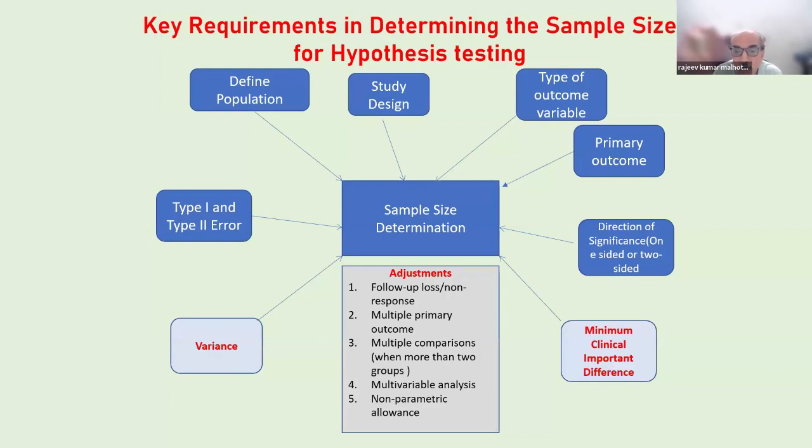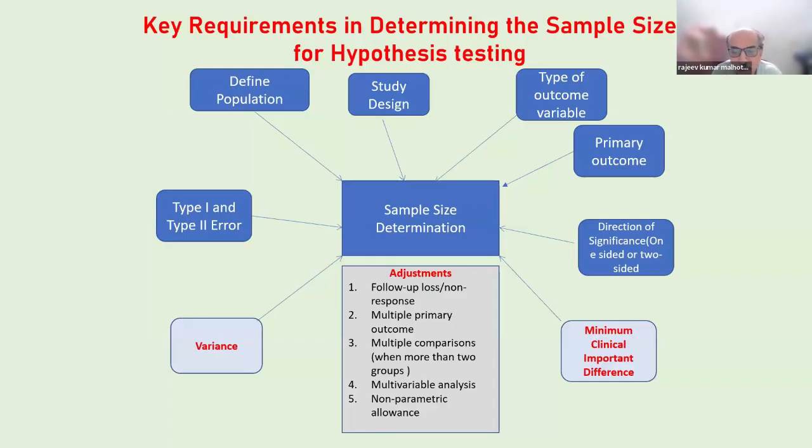What are multiple primary outcomes? If you have one primary outcome, there is no problem. If you have multiple primary outcomes, then adjustment is needed. Then multiple comparison: if you have more than two groups, which I am not covering here, but only two groups, then you have to inflate your sample size. If you are going for multivariable analysis, then you have to inflate your sample size accordingly.